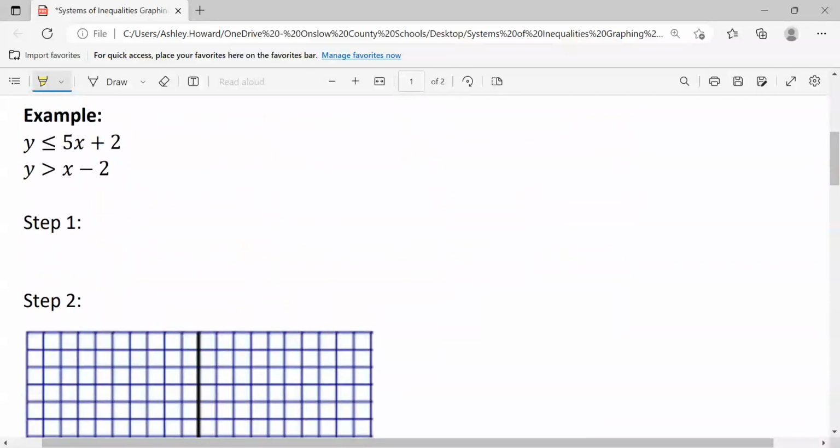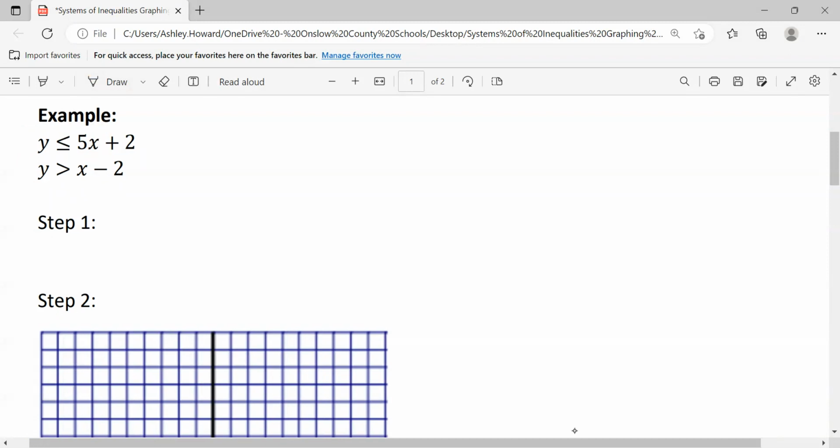So our first example, we've got y is less than or equal to 5x plus 2, and y is greater than x minus 2. For both of these, they are in slope-intercept form already, so we do not have to convert them. So all we're going to do is go ahead and make all of our decisions about graphing before we start to graph. From our first inequality, we're going to go ahead and identify our slope and our y-intercept.